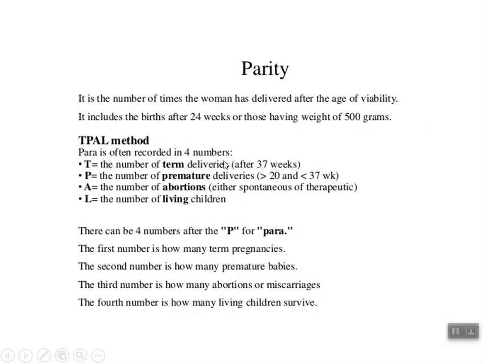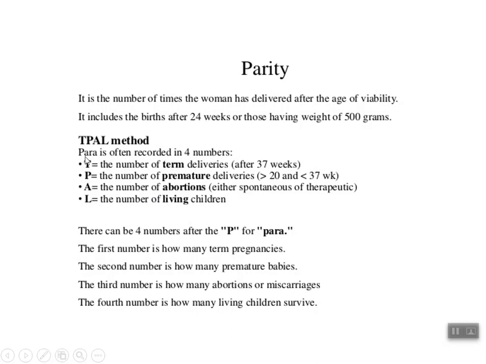T is the number of term deliveries, that is after 37 weeks. P is premature deliveries, that is before 37 weeks. A is abortions, and L is live births. There can be four numbers after the P for para. The first number is how many term pregnancies there are. The second is how many premature babies there are, before 37 weeks. Then A, how many abortions or miscarriages, and L, how many living births there are.